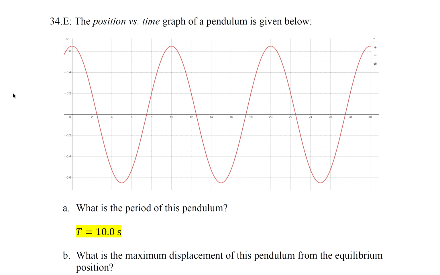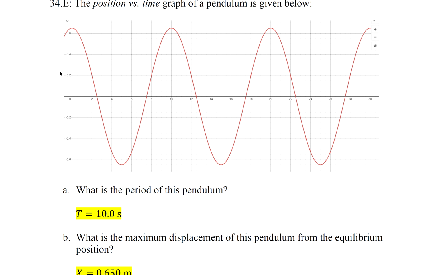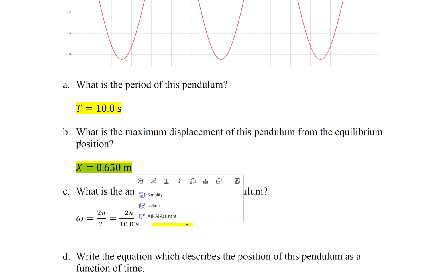I apologize, it's going to go to 0.68. How long does it take to go from 0.68 back to 0.68? 10 seconds. What is the maximum displacement of this pendulum from the equilibrium position? Okay, the answer is 0.65. So it's like 0.64, 0.65. Yeah, 0.65. I said 0.68, that's my fault.